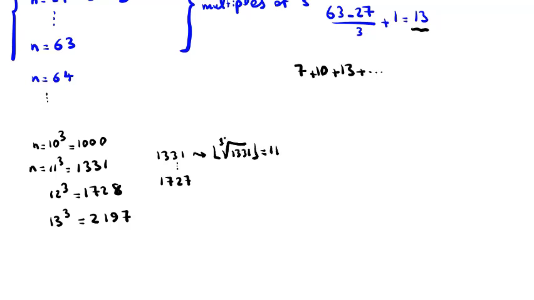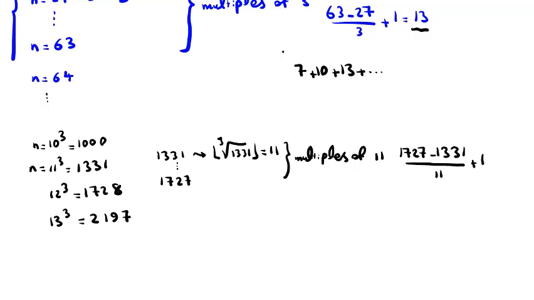1331 is 11, all of them, the floor of them. So we should calculate multiples of what? Multiples of 11. And we can say, okay, (1727 minus 1331) over 11 plus 1. And if we calculate, 7 minus 1, 6, 12 minus 3, 9, 6 minus 3, 3, 1 minus 1, 0. If we divide it by 11, it will be 36, and it will be 36 plus 1, 37. So the last one is 37, and that satisfies this condition.